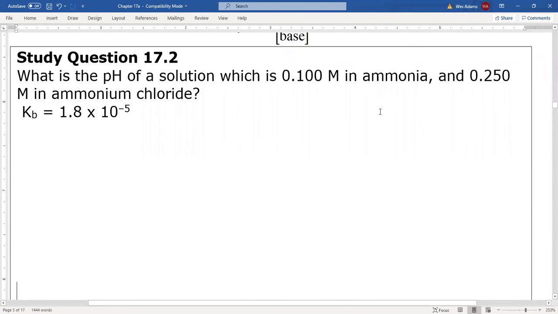So let's look at this question and use our Henderson-Hasselbalch equation instead of working it out like an equilibrium problem. So what's the pH of a solution containing 0.1 molar ammonia and 0.25 molar ammonium chloride? So we're going to use our same ammonia equilibrium that we had before, except our concentrations are different. We've got 0.1 molar for the ammonia and 0.250 molar for the ammonium.